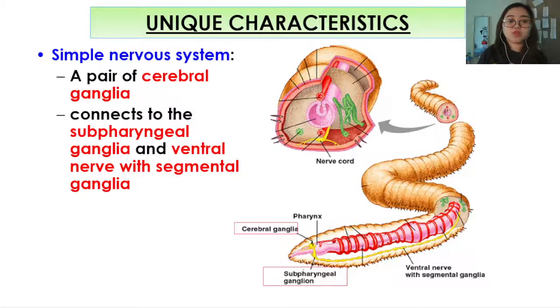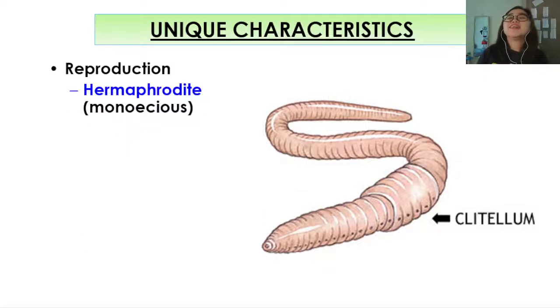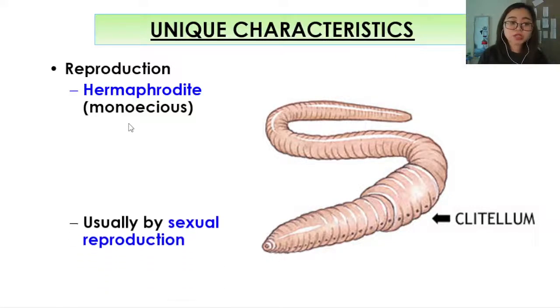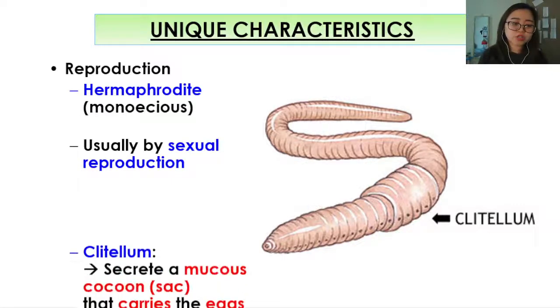And now we're moving on to the next slide. Okay, in this next slide, we're talking about another unique characteristic of annelids, which is reproduction. Annelids are hermaphrodites. So each annelid will have the male and the female organs in the same worm. So they are monoecious. And they usually like to do sexual reproduction. They don't really like asexual reproduction.